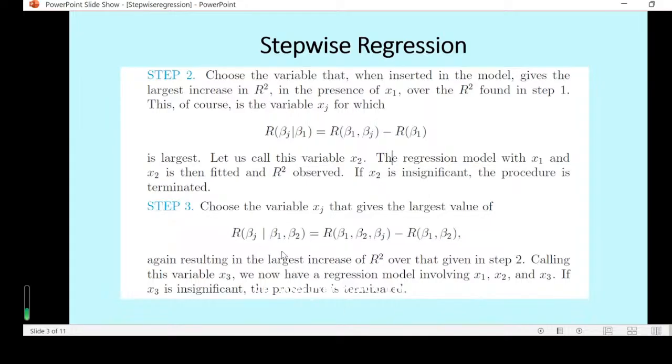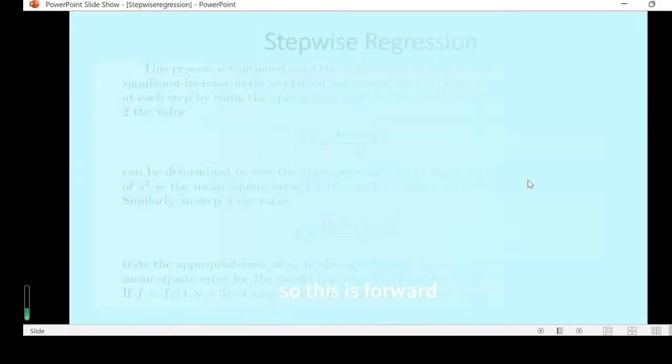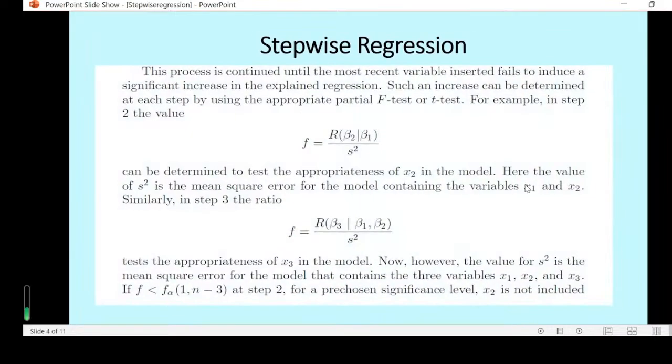We process this step and so on until no more variables will be added into the model, then the process is terminated. So this is forward selection. The procedure continues until the most recent variable inserted fails to induce a significant increase in regression. And such a test of significance is based on the F-test.